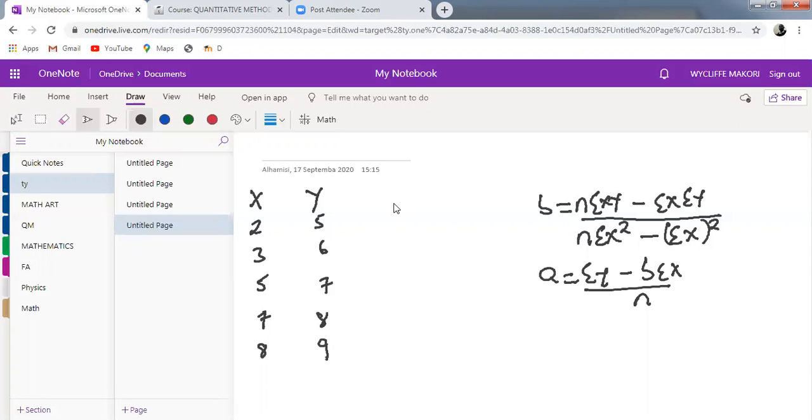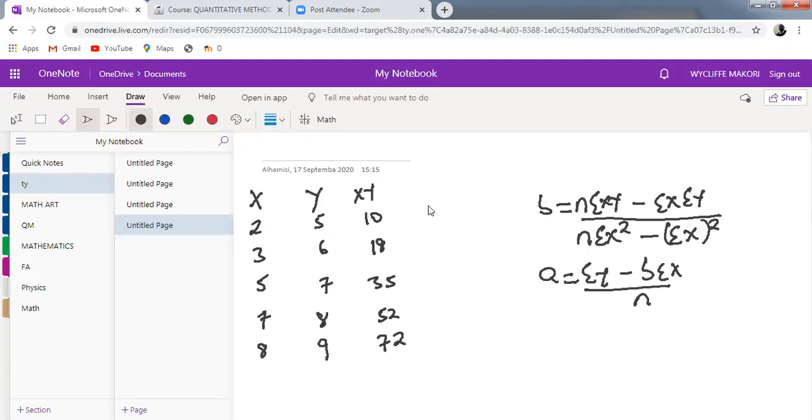So we need to come here and come up with a column for xy, which will be equal to 2 times 5, which is actually 10. This one will be 18. This one will be 35. Then this one will be 7 times 8, which is actually 52. Then we have this one, which is actually 72. So we need to get that.